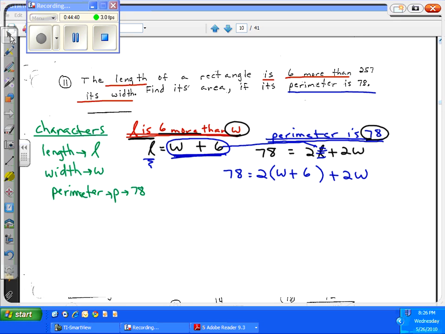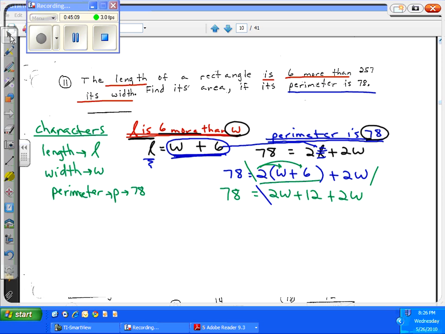According to the order of operations horseshoe on page 33 of my algebra text, we're going to do anything we can to simplify. That's where we put the little green arrows. In the order, please excuse my dear Aunt Sally, looking for distributive property and combining like terms. So we're going to distribute. 2 times W is 2W. 2 times 6 is 12. And we still have the plus 2W.